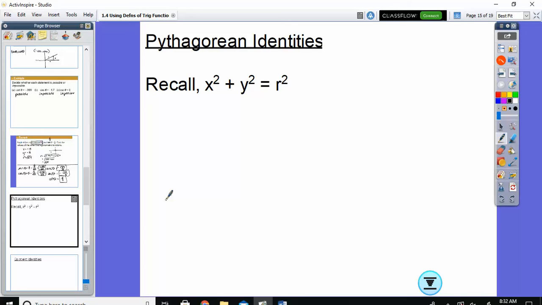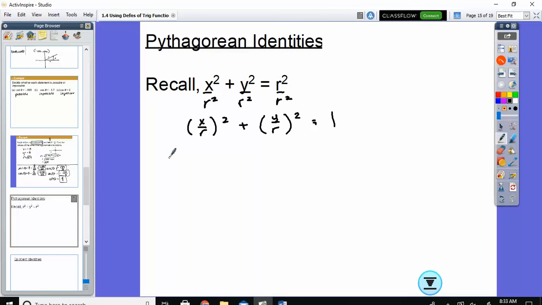So for instance, we know that you can change an equation as long as you do the same thing to everything. So if I went through and divided everything by r squared, okay, x squared over r squared, that's like x over r, squared. Y squared over r squared, so y over r, squared. And r squared over r squared is 1.